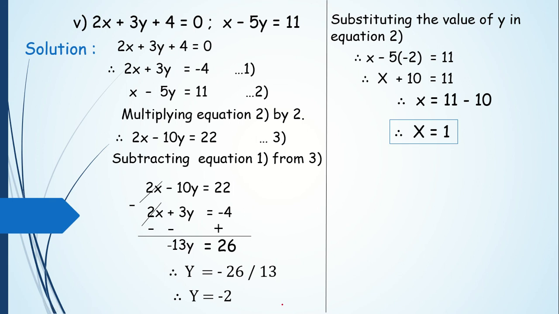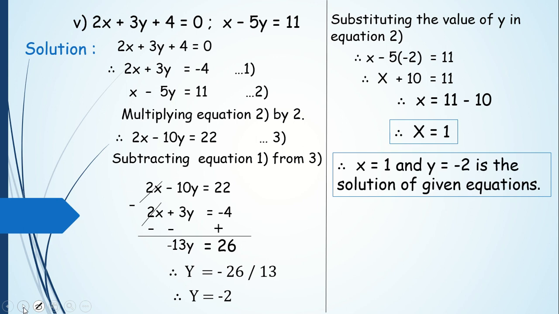Now we got the value of y, we got the value of x. That's it. Therefore, x is equal to 1 and y is equal to minus 2 is the solution of the given equations. So the method remains the same throughout. We have to eliminate either the x or y variable first. Now in this case we have eliminated the x variable. When we eliminate the x variable, we get the value of y. After eliminating x, we got y is equal to minus 2.